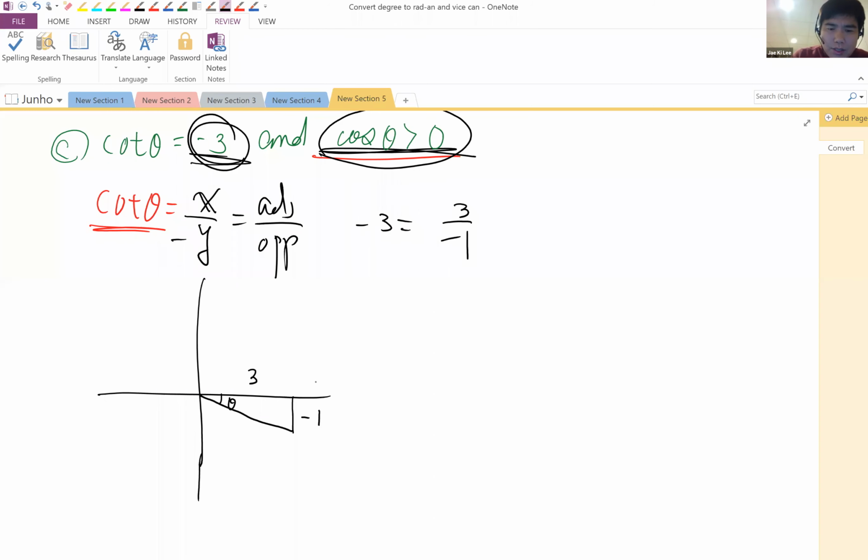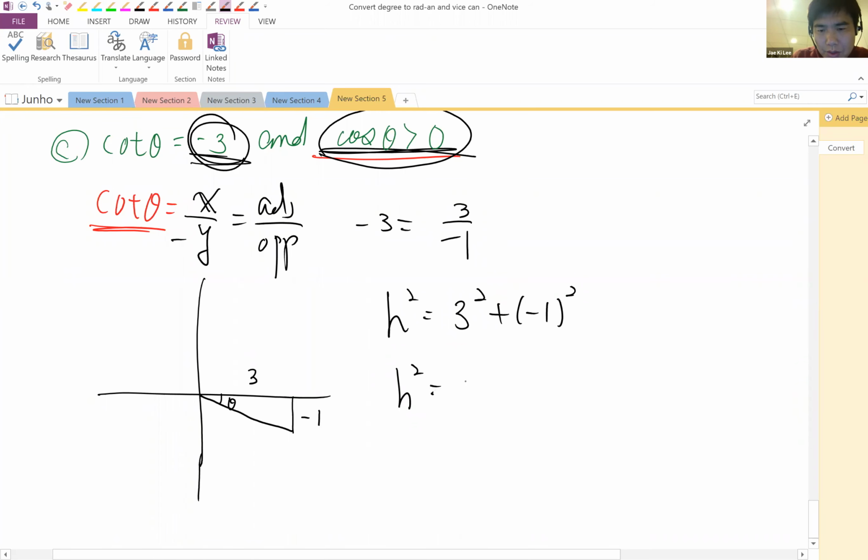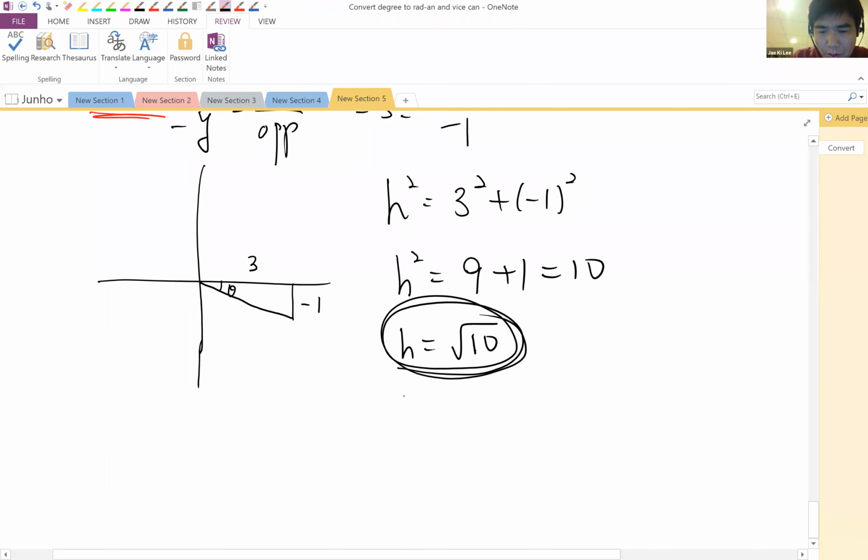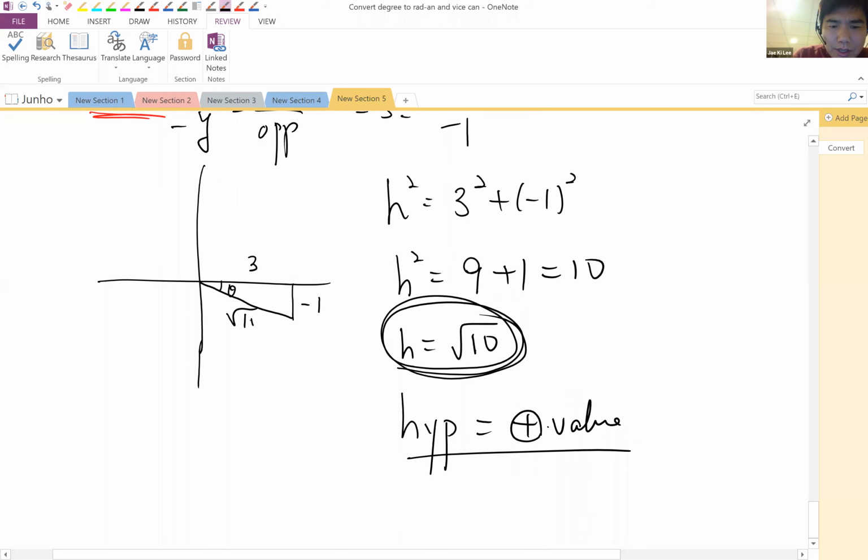And then using the Pythagorean theorem, find the hypotenuse. So h squared equals 3 squared plus negative 1 squared. So h squared equals 9 plus 1 equals 10. So h equals root 10. This time I don't put plus and minus, because the hypotenuse is always a positive value. Okay, so this becomes root 10.